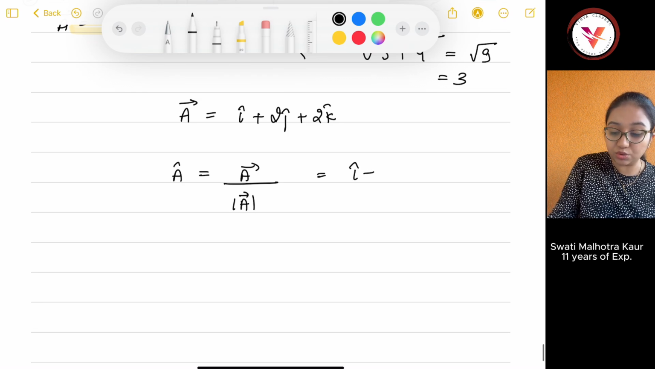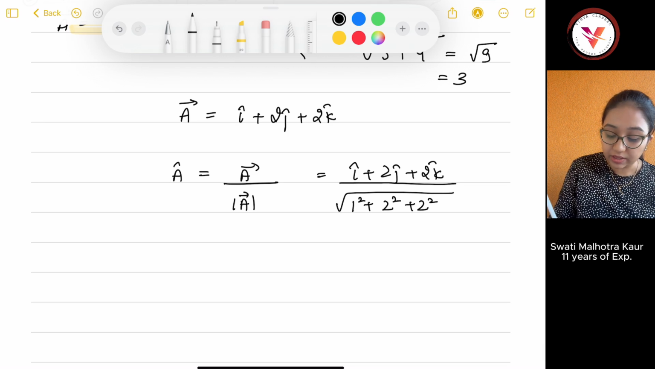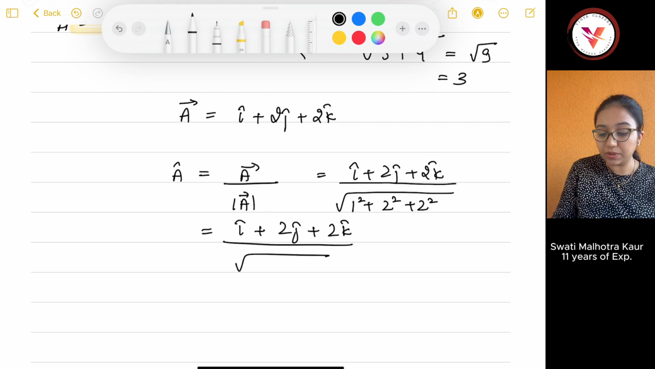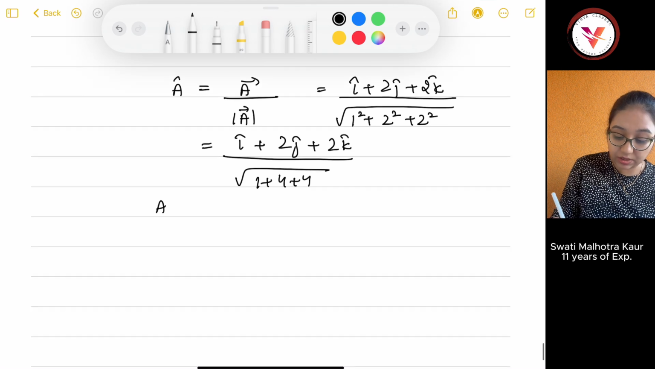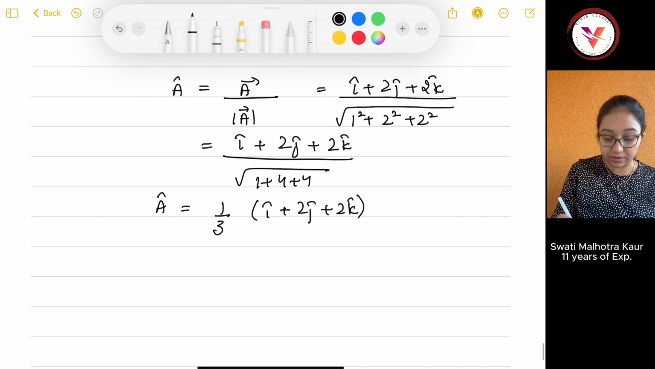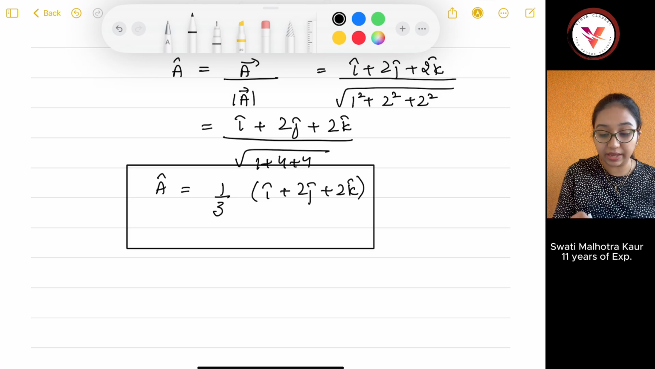I cap plus 2j cap plus 2k cap, and just divide this by the square root of 1 square plus 2 square plus 2 square. Then it becomes I cap plus 2j cap plus 2k cap over the root of 1 plus 4 plus 4, that is 9. Under root of 9 is 3. Then your a cap is equal to 1 by 3 times (I cap plus 2j cap plus 2k cap). Now this vector has a magnitude of 1 and its direction is along a vector.